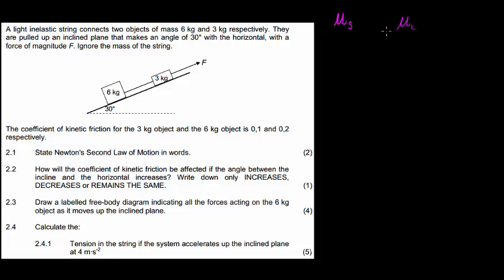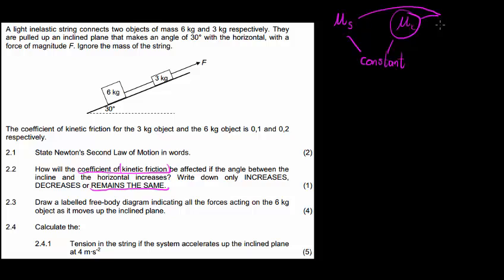Now what a coefficient is, it's a constant. What does constant mean? It doesn't change. Okay, so how will the coefficient of friction be affected? The coefficient of friction, okay, not kinetic friction, but the coefficient of kinetic friction, it remains the same. The only thing that can change the coefficient of kinetic friction is the surface.